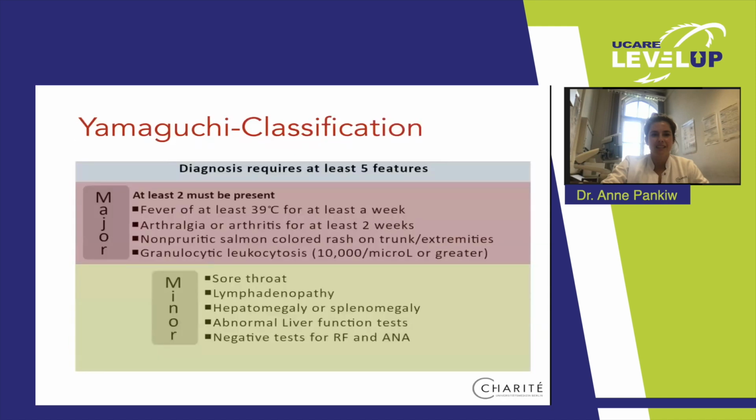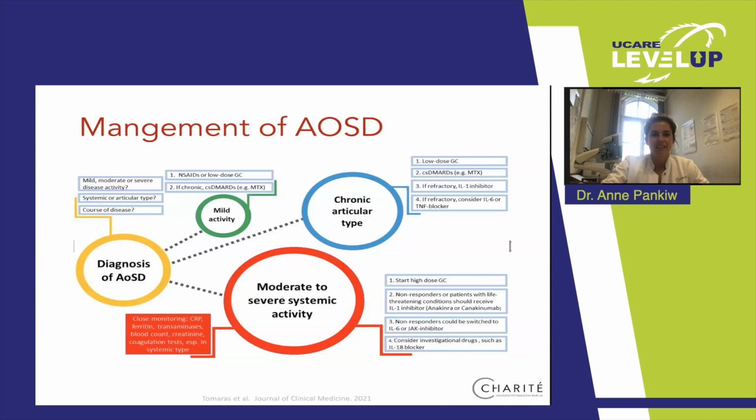Here, I want to show you the Yamaguchi classification criteria. So we have major and minor classification criteria. We have as major the fever of at least 39 degrees, arthralgia or arthritis, the non-pruritic salmon-colored rash, and the leukocytosis. As minor, we have the sore throat, the lymphadenopathy, hepatomegaly or splenomegaly, abnormal liver function tests, and negative tests for RF or ANA. So let me talk about the management of AOSD.